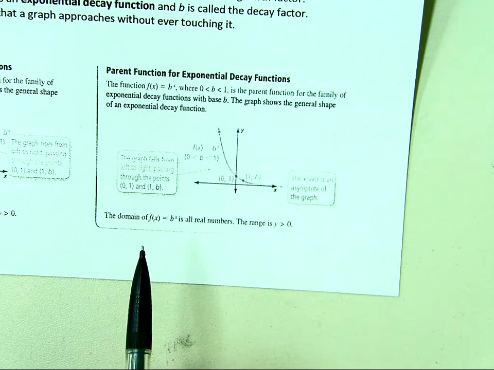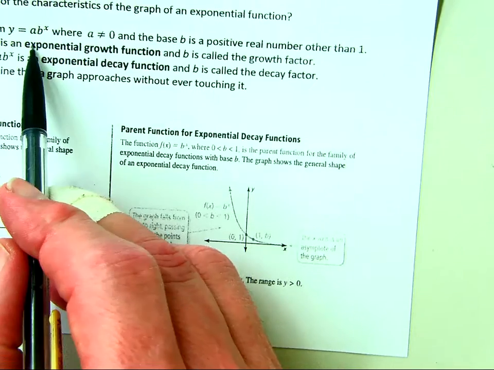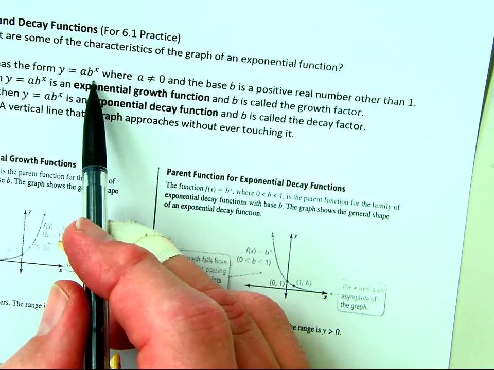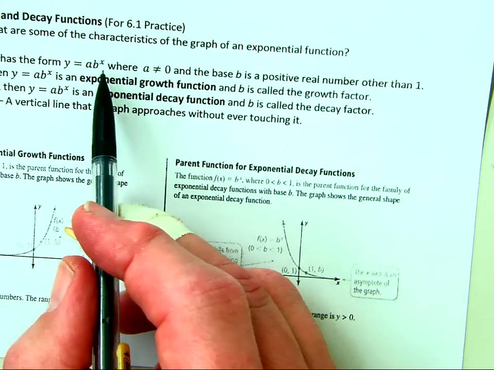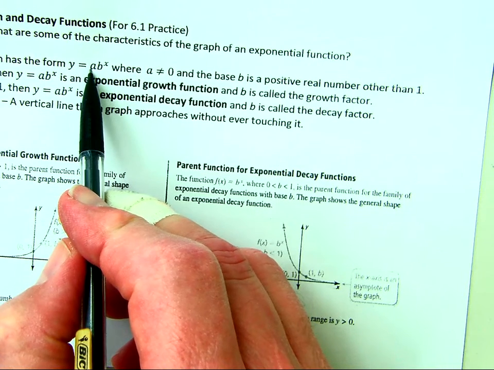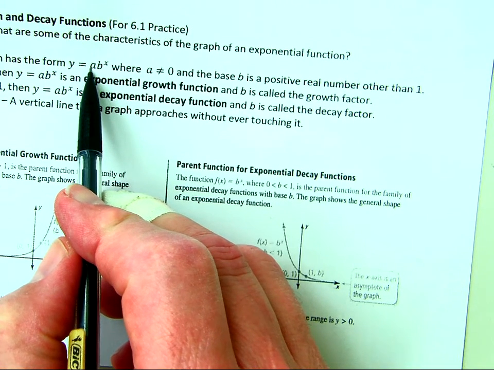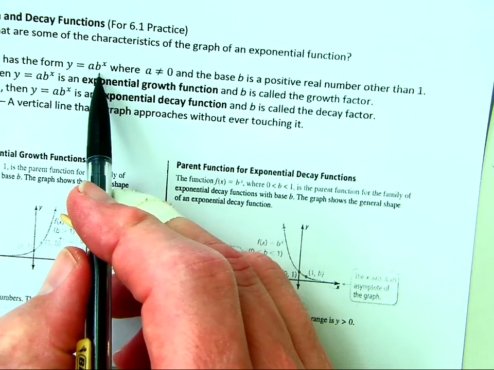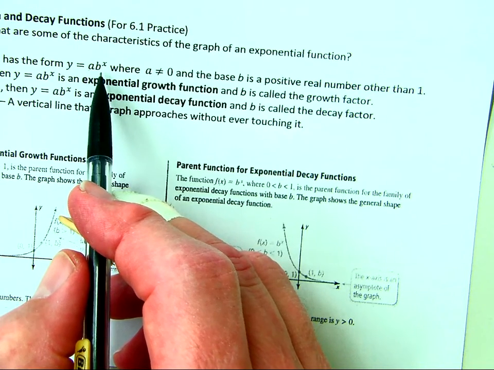When you look at the equation, it looks like this, y equals ab to the x. We'll have different equations, but this is the basic one. Now, a is the initial value. So if it asks for the initial value, that's what a is. B is called the growth or decay factor.